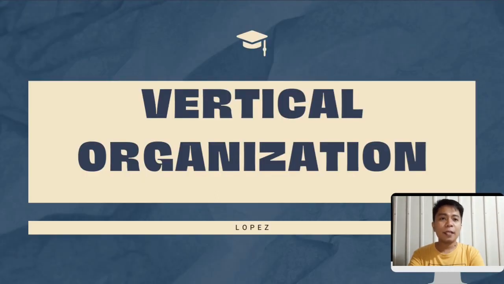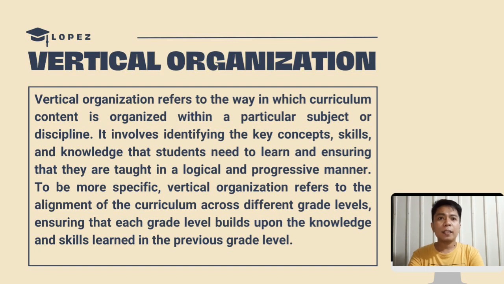Now, what is vertical organization? Vertical organization refers to the way in which curriculum content is organized within a particular subject or discipline. It involves identifying the key concepts, skills, and knowledge that students need to learn and ensuring that they are taught in a logical and progressive manner. To be more specific, vertical organization refers to the alignment of the curriculum across different grade levels, ensuring that each grade level builds upon the knowledge and skills learned in the previous grade level.